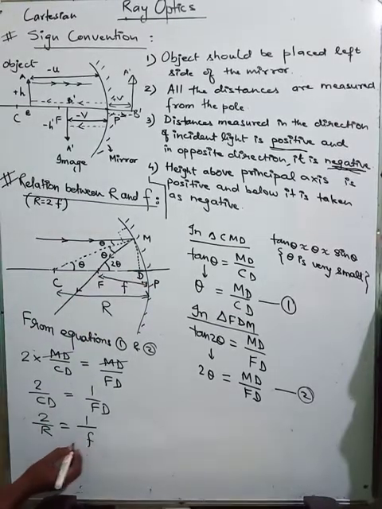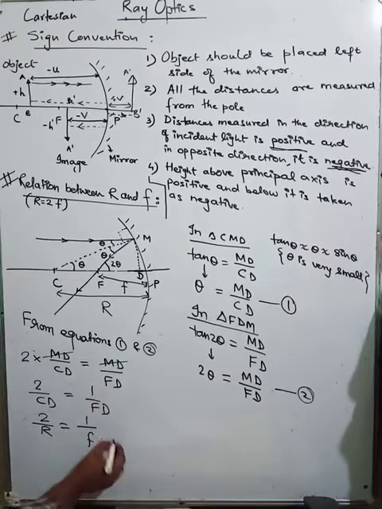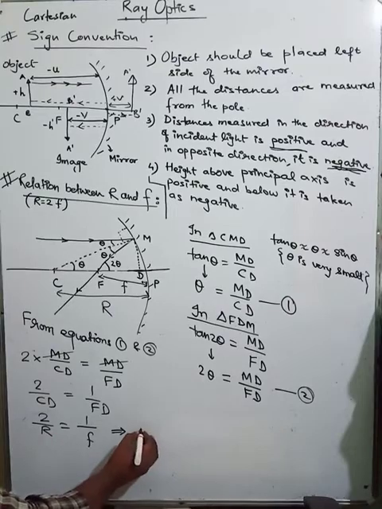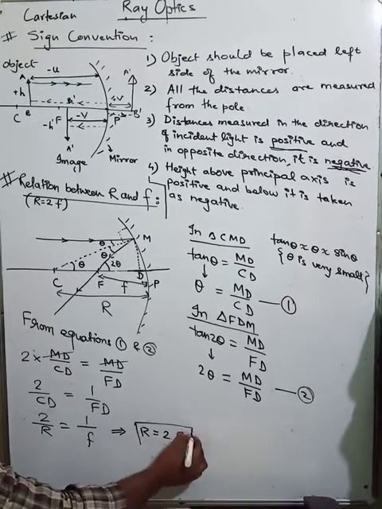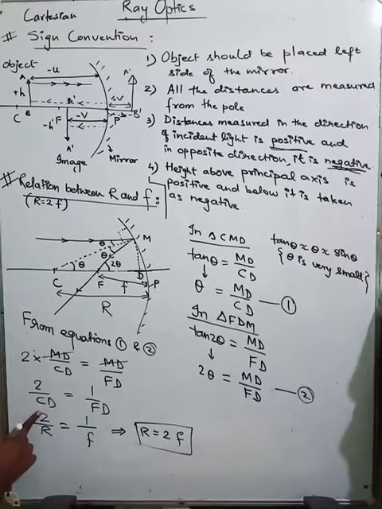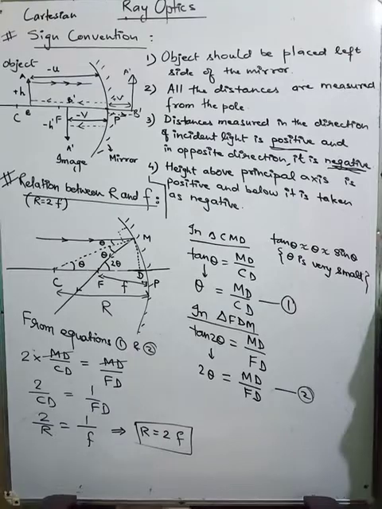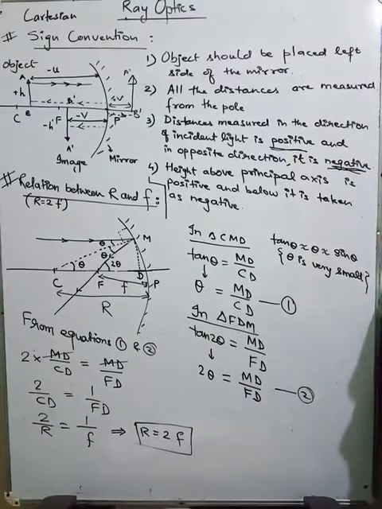Right here F. Now do the cross multiplication. So R is equal to 2F. F into 2 is 2F, R into 1 is R. So R is equal to 2F. This is a small derivation for the relation between radius of curvature and focal length.